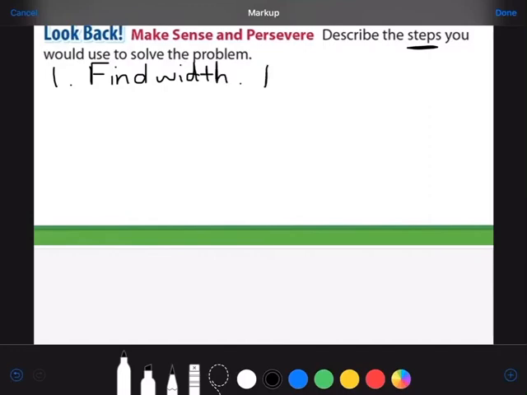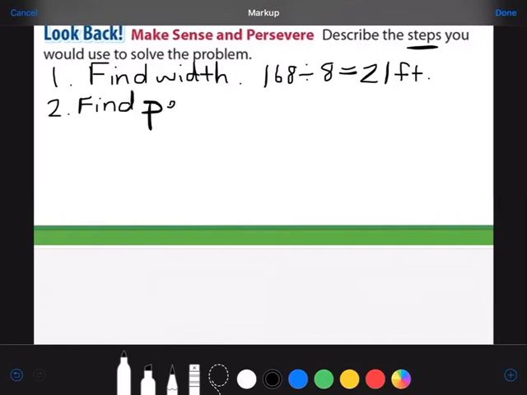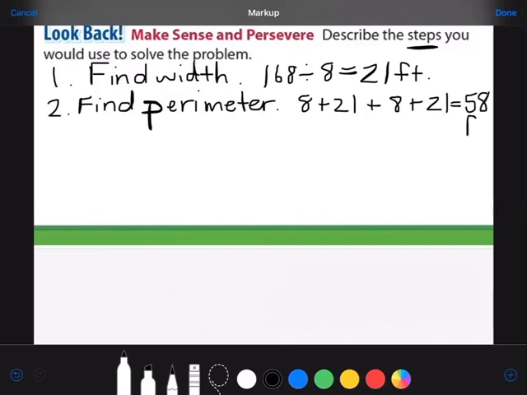What did we have to do? Well, we said 168 divided by 8, and that gave us the 21 feet. What did we have to do second? Well, the second part of the problem said tape along the top, bottom, and sides. That was a perimeter problem. So the second thing we had to do was to find perimeter. So that was 8 plus 21 plus 8 plus 21, and that equals 58 feet.